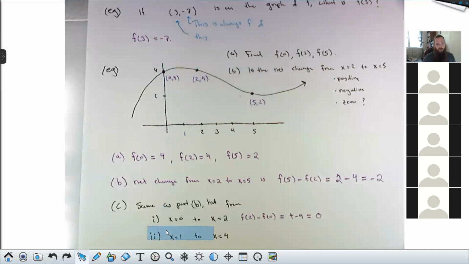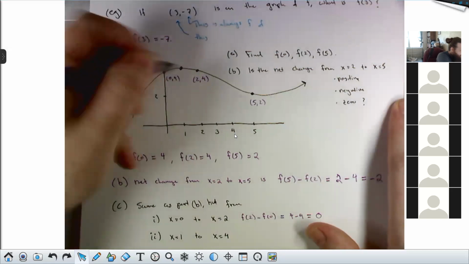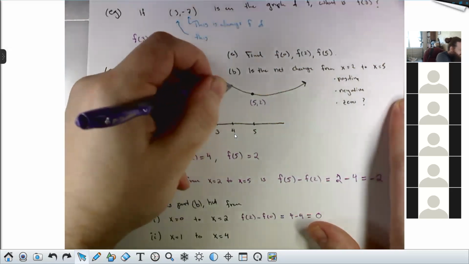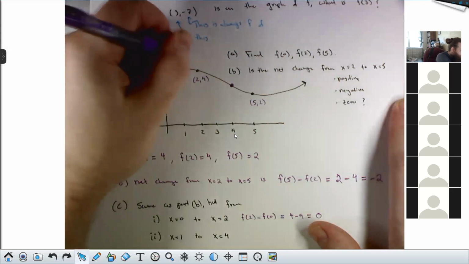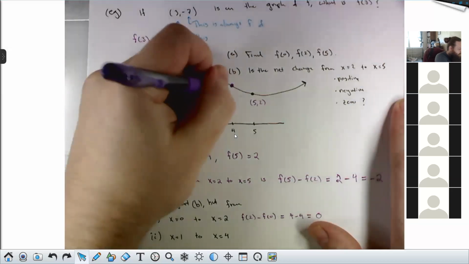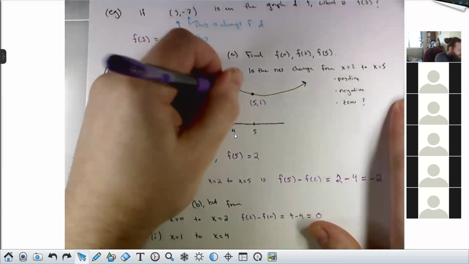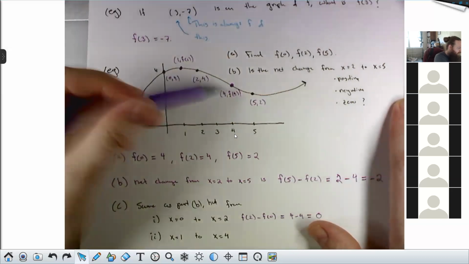So now let's look at x equals 1 to x equals 4, because I don't know what f(1) is, and I don't know what f(4) is. But can you tell me whether that net change is going to be positive or negative? Negative. Good, it's definitely going to be negative. Right here I have the point (1, f(1)). I don't know what f(1) is. It looks like it's a little bigger than 4. Over here I have the point (4, f(4)). I don't know what f(4) is, but it looks like it's somewhere between 4 and 2.